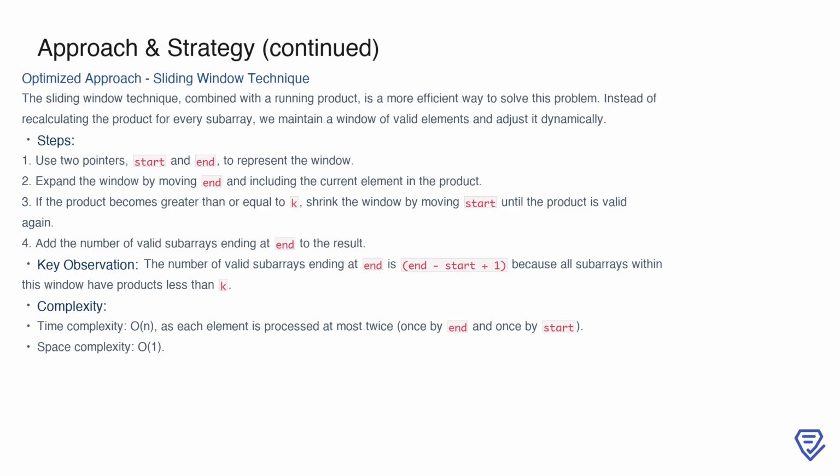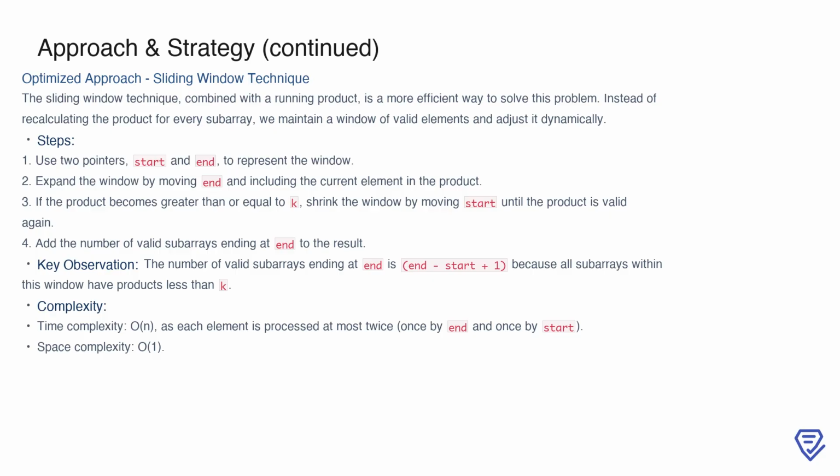We use 2 pointers, start and end, to represent the window. As we expand the window by moving end and including the current element in the product, we check if the product becomes greater than or equal to k. If it does, we shrink the window by moving start until the product is valid again. A key observation here is that the number of valid subarrays ending at end is equal to end - start + 1, because all subarrays within this window have products less than k.